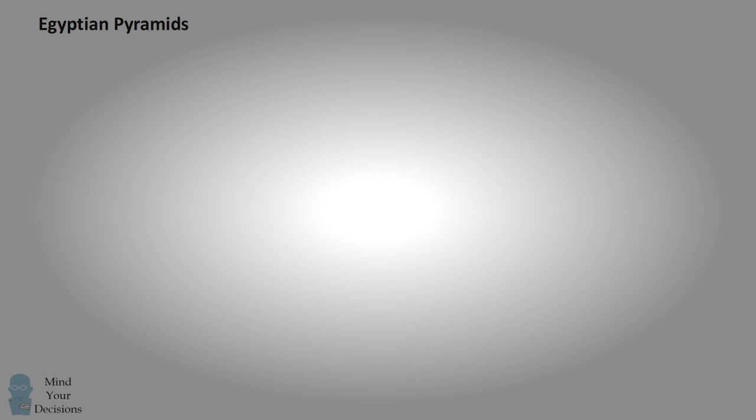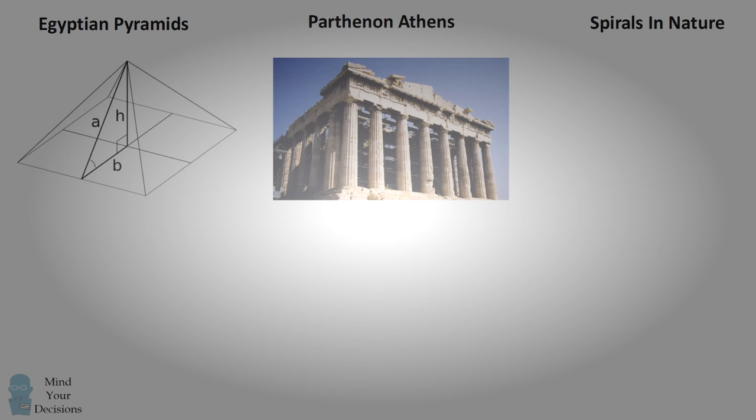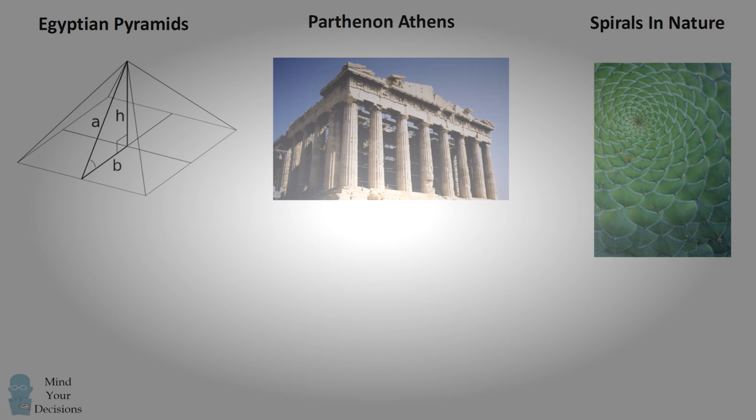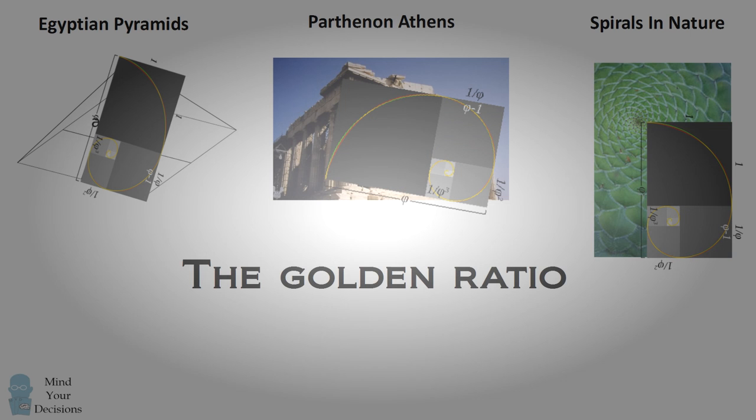There is a mathematical connection between the Egyptian pyramids, the Parthenon in Athens, and spirals in flowers in nature. The ratio of the long side of the pyramid to its base, the ratio of the width of the Parthenon to its height, and the spirals are all connected by the golden ratio. This is denoted by the lowercase Greek letter phi, and it's equal to the square root of 5 plus 1 over 2, or approximately 1.6.